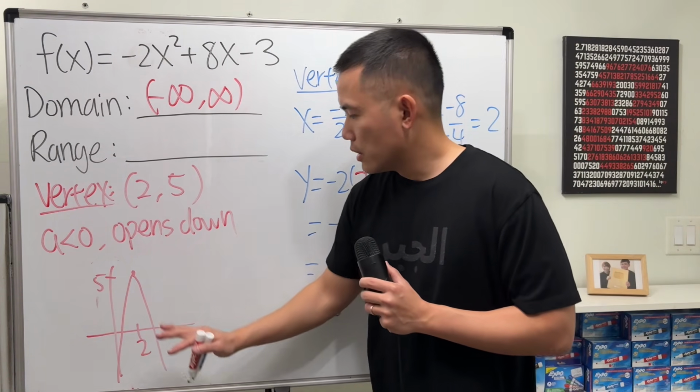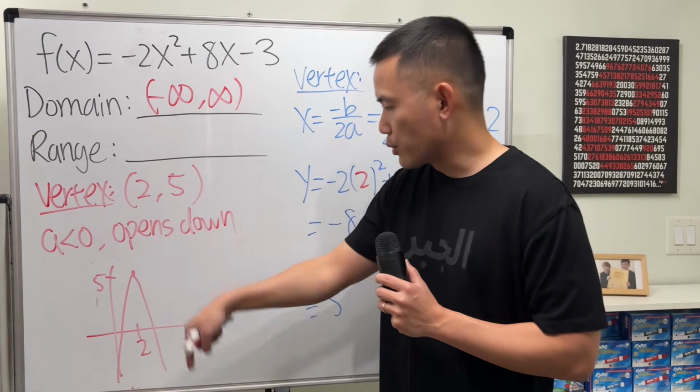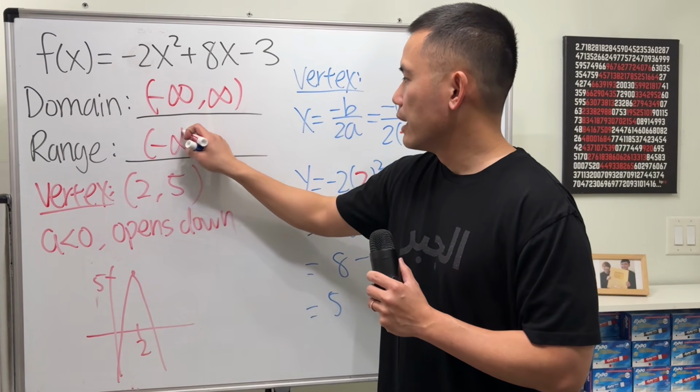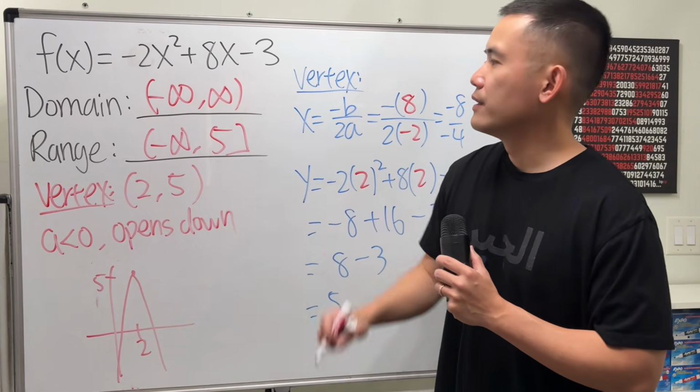But for the range, the smallest y value is technically negative infinity, right? Keeps going all the way down. And then you go up to 5 right here, including the 5.